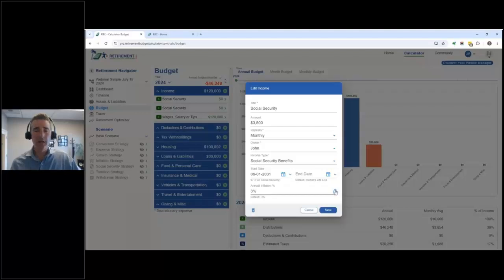Notice you've got a lock icon here. This is another place where you can lock those inflation assumptions, because we just rolled out a really cool new feature today that I'm going to show you more about. But if you just want to lock inflation, you can do that by hitting the lock button. And you put the start date in.